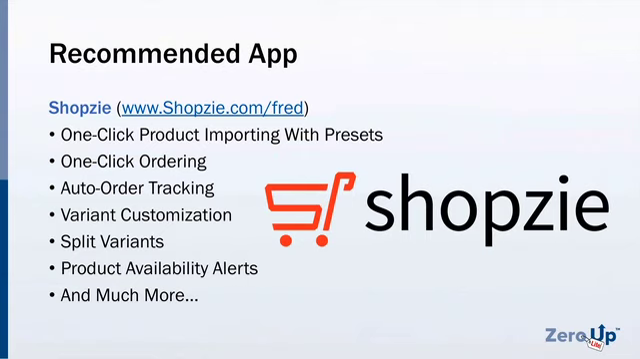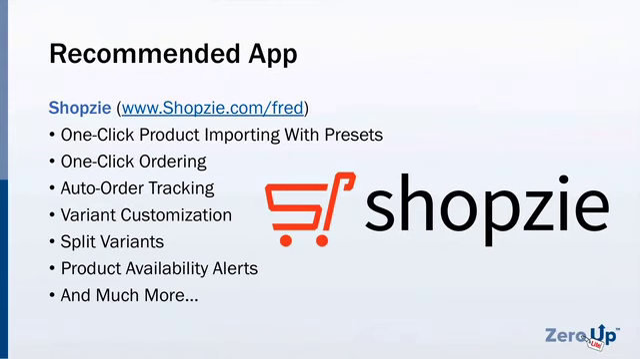There's a one-click product importing with presets. So click a button and that product will obviously be added into your store. There is a one-click ordering. So if a customer orders, you don't actually have to go back to your spreadsheet, figure out who you bought it from, and then copy and paste your customer's information on AliExpress. All you gotta do is click on one button and it will automatically order the product for you without you doing the manual work.